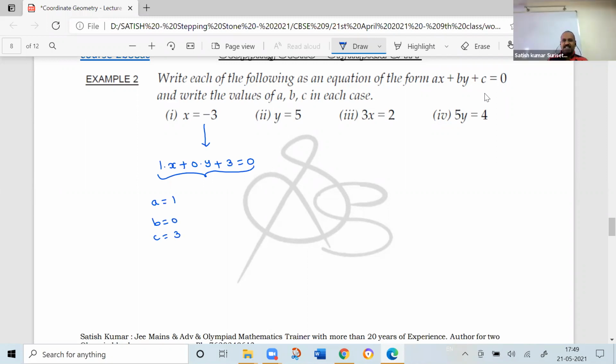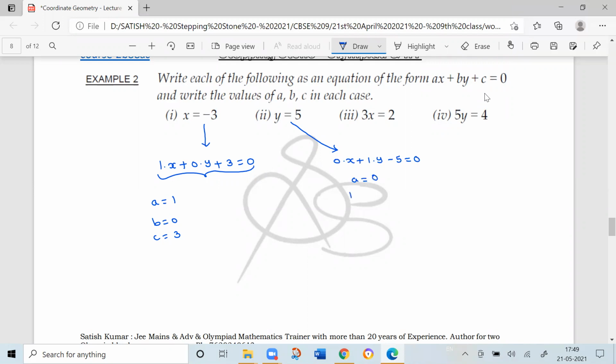Now, the second one. Tell me how to write it in this form. First you tell me the form. 0 into x plus 1 into y minus 5 is equal to 0. Now you tell me the values of A, B, C. A equal to 0, B equal to 1, C equal to minus 5.